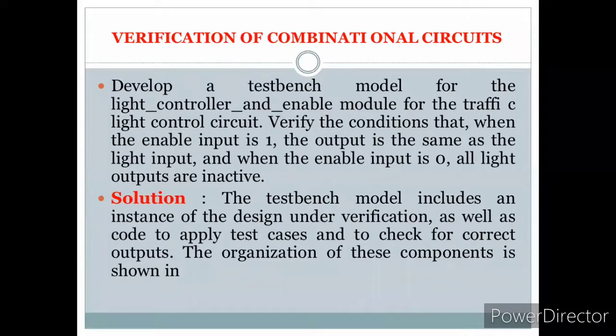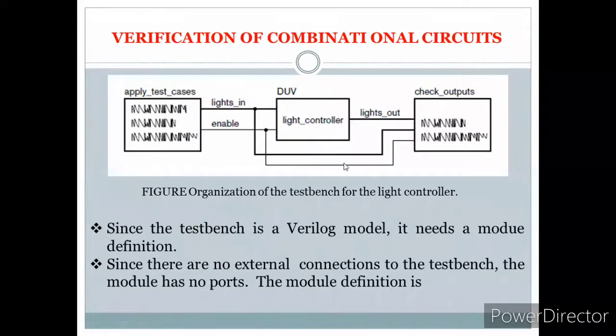But when enable is 0, all the lights should be inactive. So what we have to do is that the test bench model includes an instance of the design under verification as well as code to apply test cases to check for correct outputs. The organization of this component is as shown.